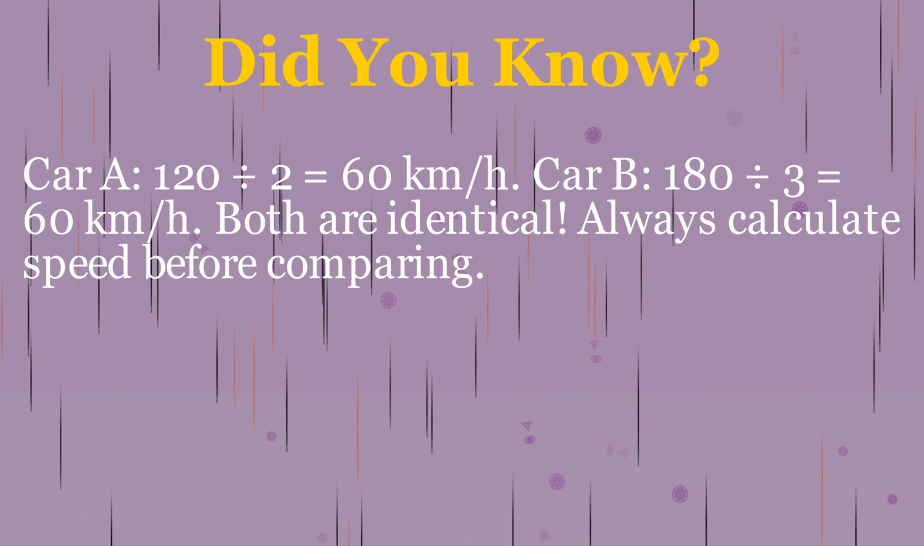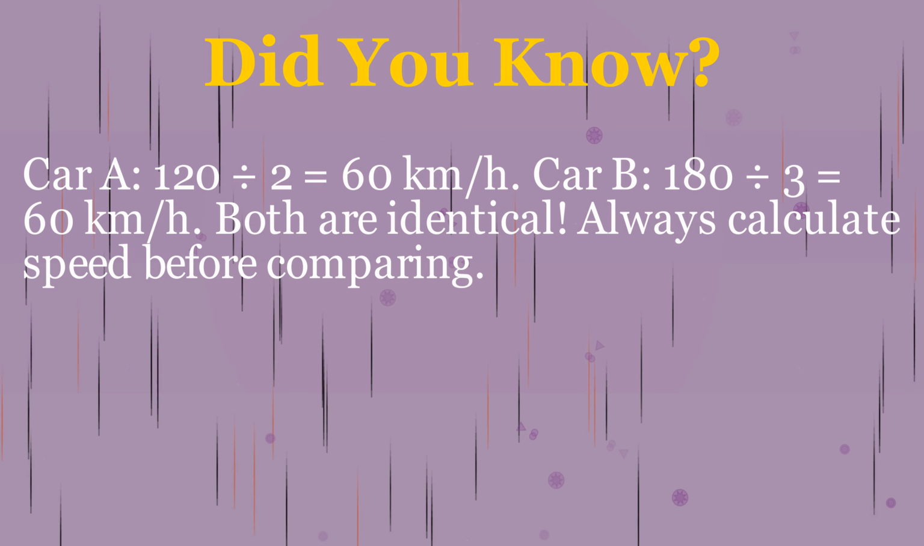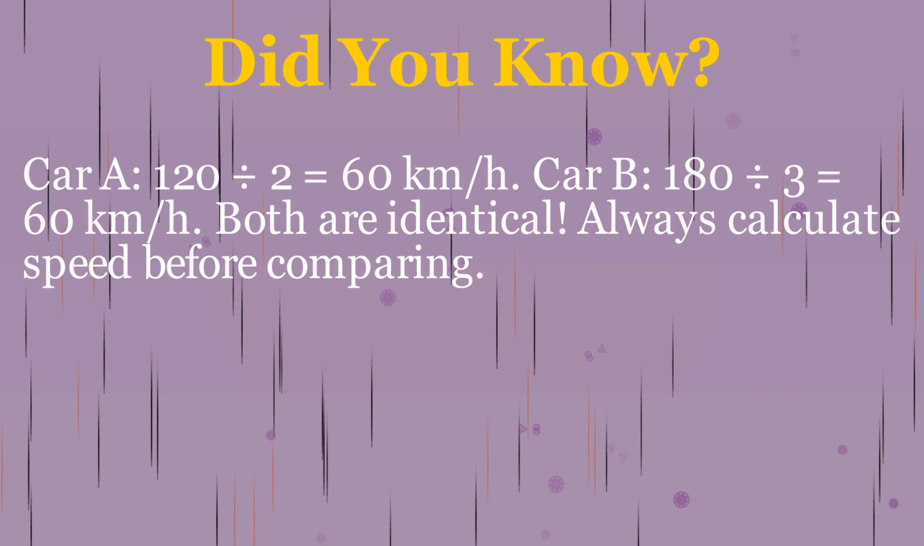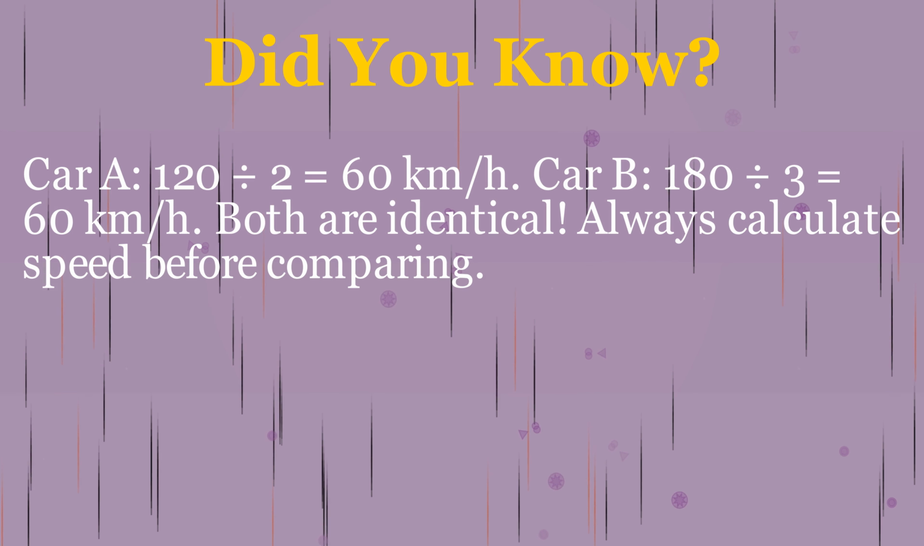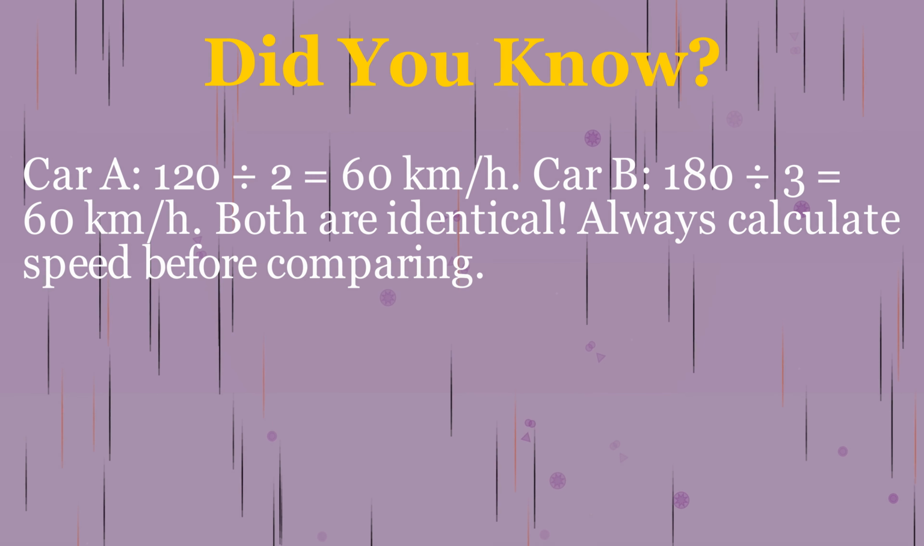Here's an interesting fact. Car A, 120 divided by 2 equals 60 km per hour. Car B, 180 divided by 3 equals 60 km per hour. Both are identical. Always calculate speed before comparing.